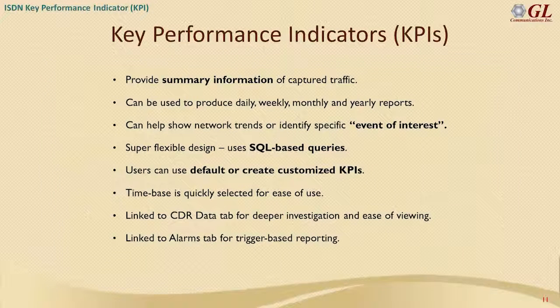So back from that main screen, when we were looking at the data tab and the CDRs, there was another tab called graphs. We call them key performance indicators, KPIs. They are a good way to show summary information about the captured traffic in the network. We can produce those daily, weekly, monthly, and send reports to you. They're on the screen updating in real time, and we can be looking for an event of interest. It's all SQL based, and we have default graphs as well as you can create your own customized one.